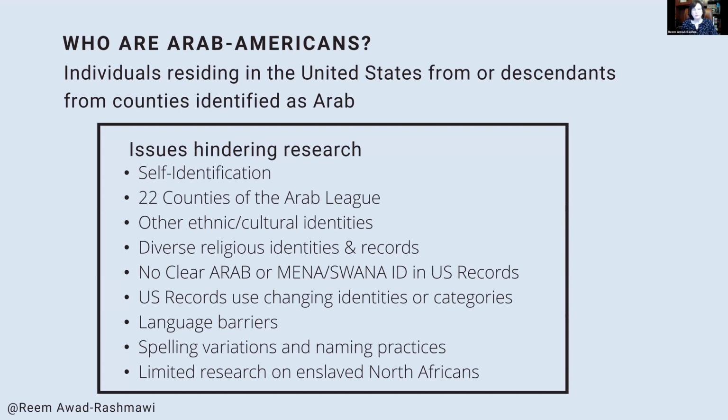The issue of when you translate things, spelling variations are common. There are so many variations that there can be for one name. And if we look, you know, further back, the enslaved North Africans were never documented, or there's very limited research on those who may identify or may not identify as Arab, but may be coming from countries that are currently identified as Arab.